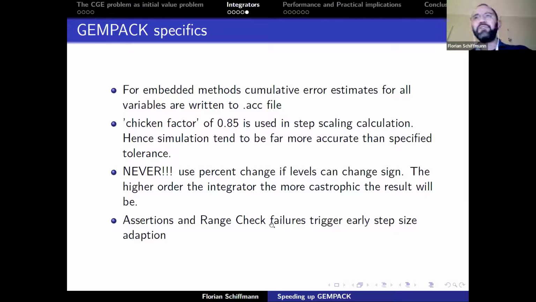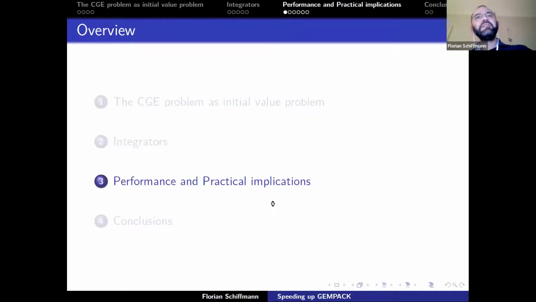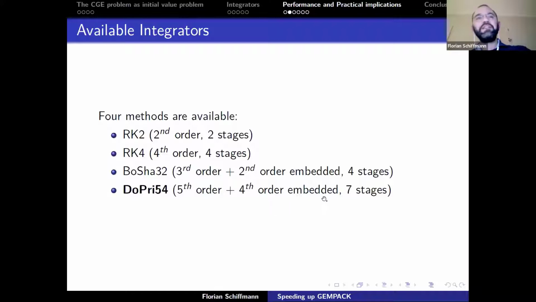So save ourselves the last 5 steps and straight away redo it. So performance and practical implications. We provide 4 different methods. We've got the Runge-Kutta 2 and Runge-Kutta 4 method, which are simply explicit methods. No adaptive step size possible because they are not embedded.